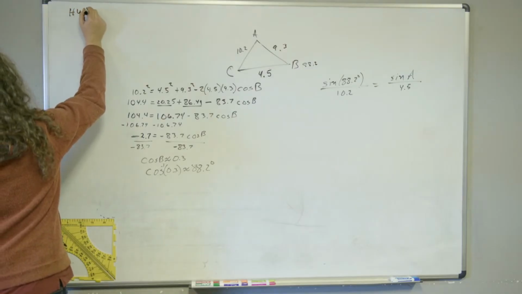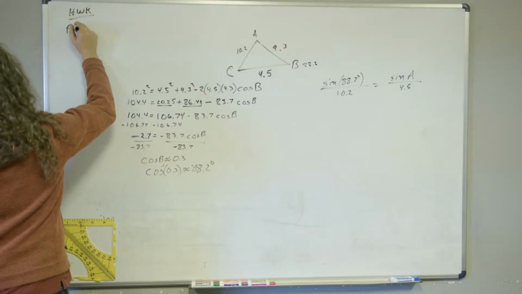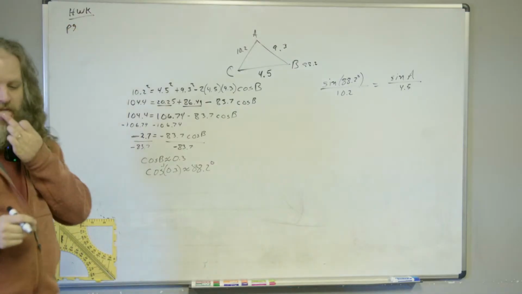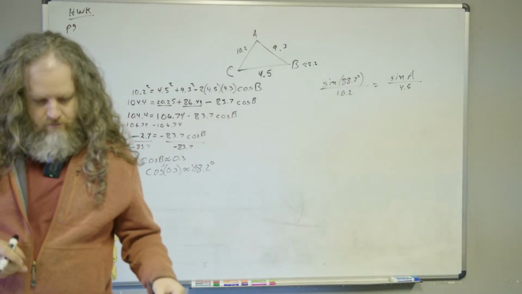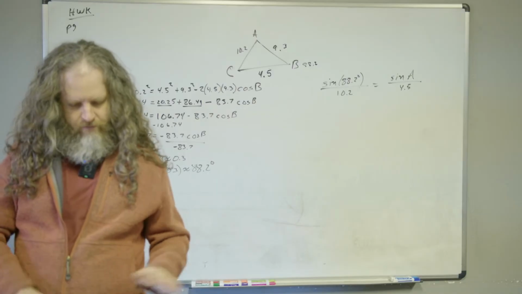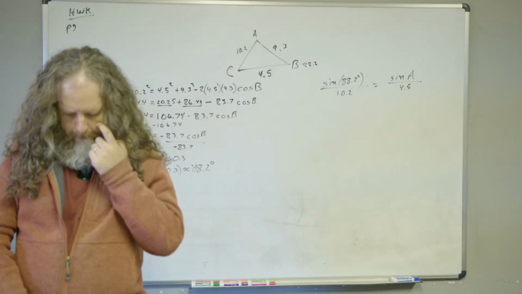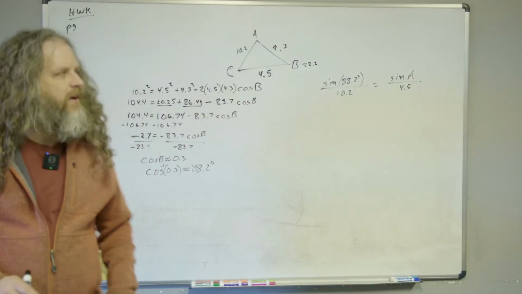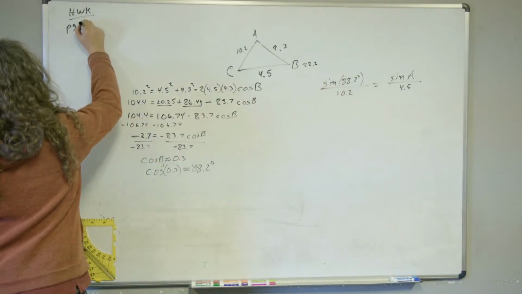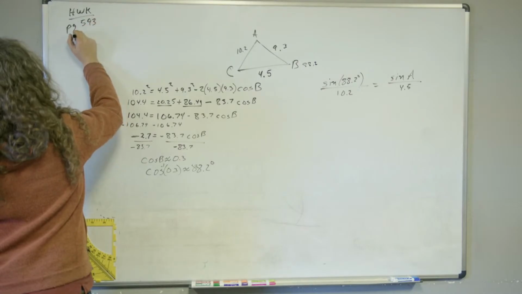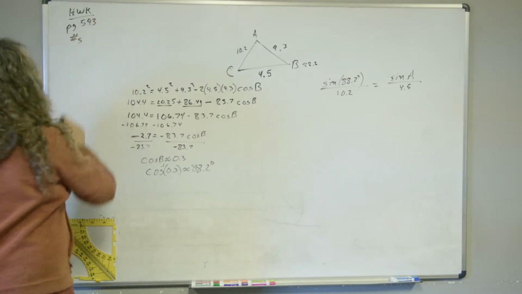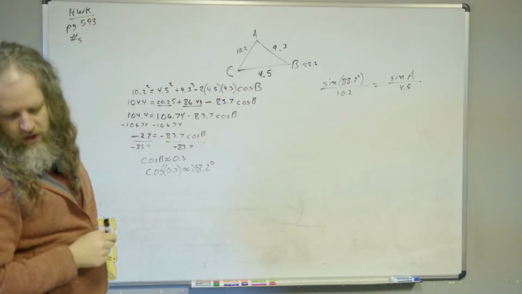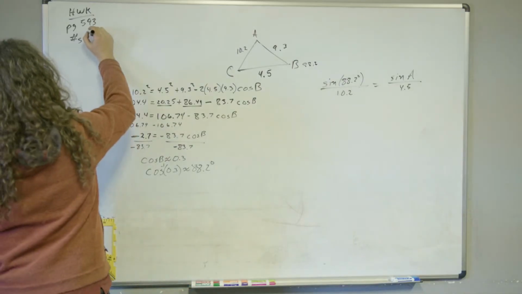So the homework is on page 593. You're going to do numbers 12 through 28 evens.